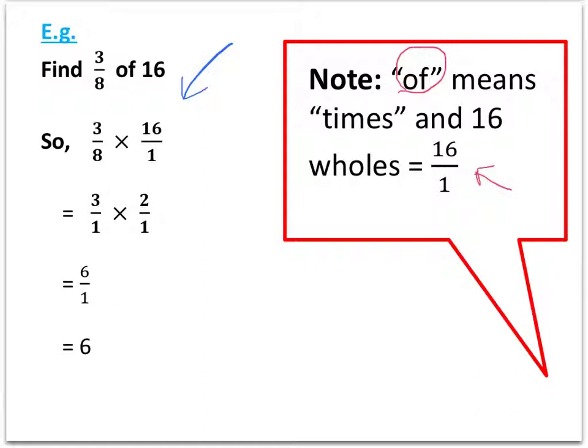And we work in a similar way to what we were doing before. We want to be searching for a common factor. So here we've said our highest common factor between 8 and 16 is 8. So 8 goes into 8 once and 8 goes into 16 twice. So now when we're multiplying our numerators together, we have 3 times 2, which gives us 6. And our denominators is 1 times 1, which is 1. So now we have 6 over 1, and we simplify that to say 6, which really means 6 wholes.